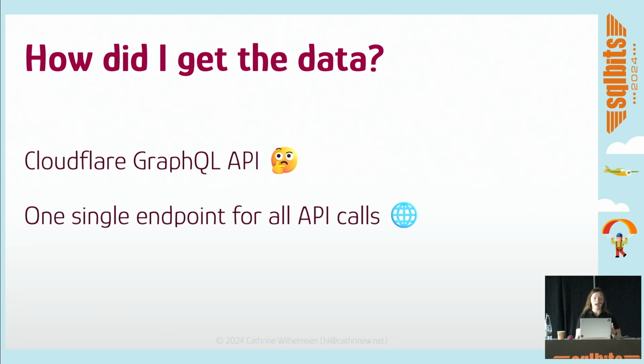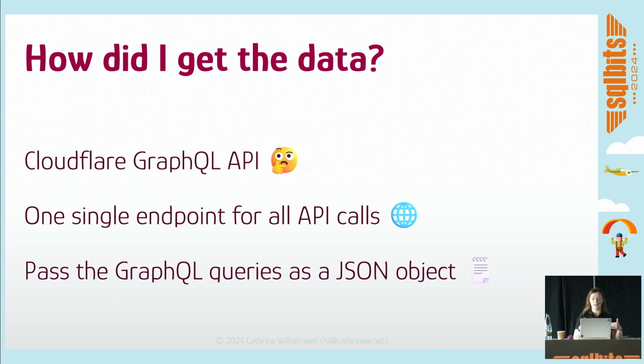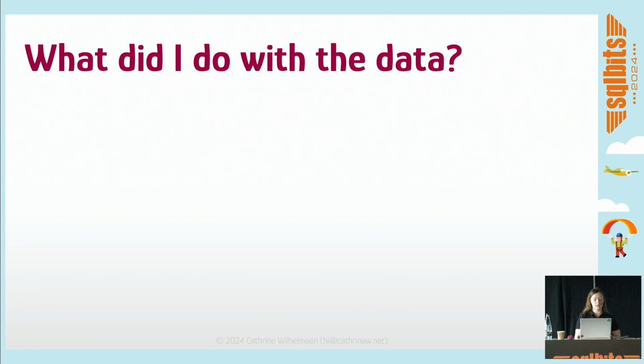And that means that they have one single endpoint for all the API calls, as opposed to having those different URLs. And then you're passing in the queries that you want as a JSON object. So that was just the main part of this for me. The whole Fabric story was pretty easy. This part was a little bit more difficult for me.